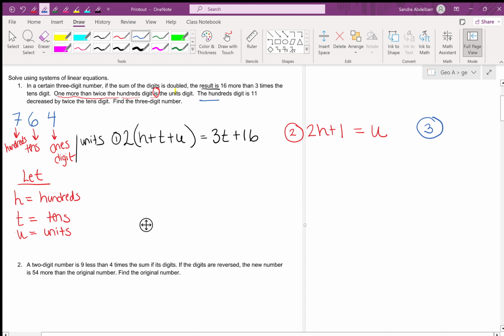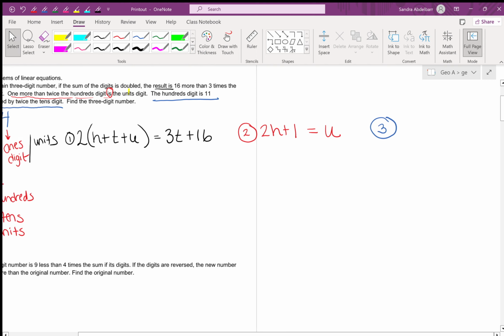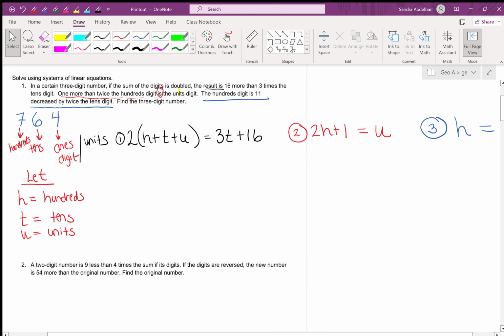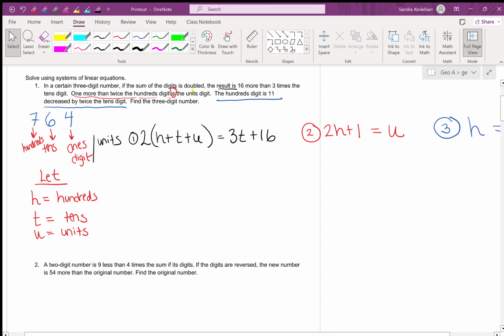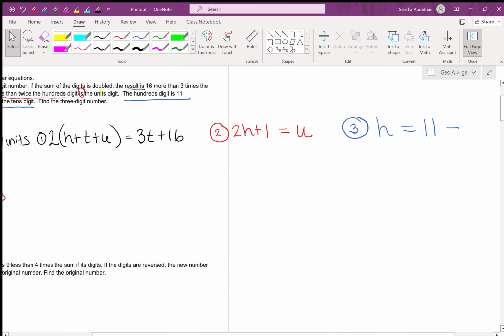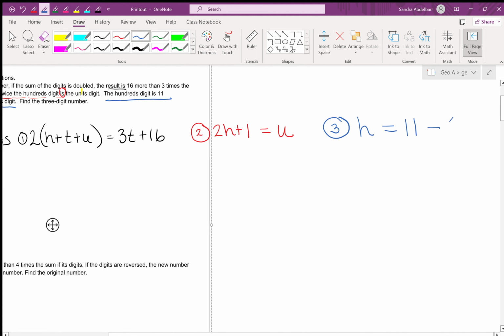The hundreds digit is 11 decreased by twice the tens digit. The hundreds digit is. So what is that? The hundreds digit, which is H, is, which means equals, 11 decreased by twice the tens digit. So it's 11, and then what are we doing? Minusing, good, twice the tens digit, which is 2t. Do we have our 3 equations? Yes.